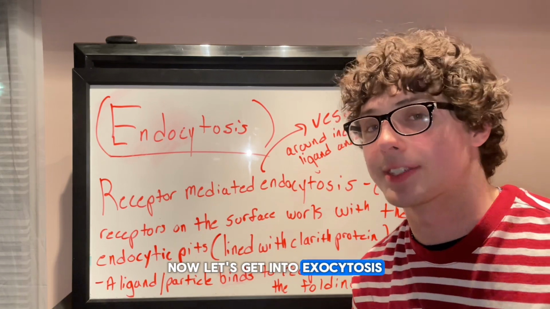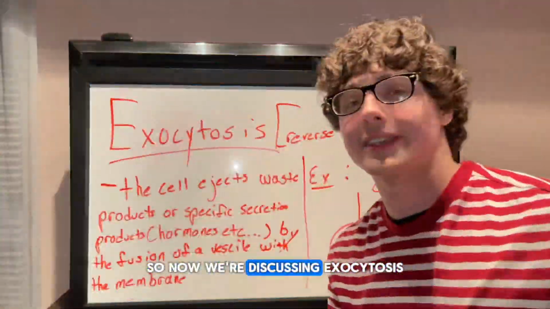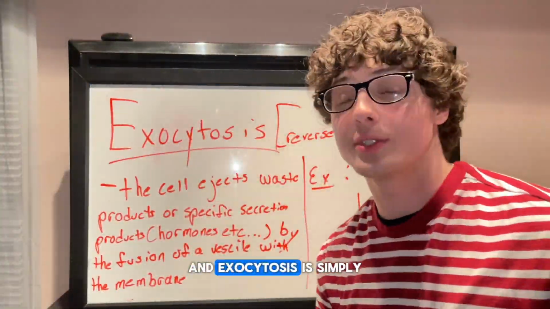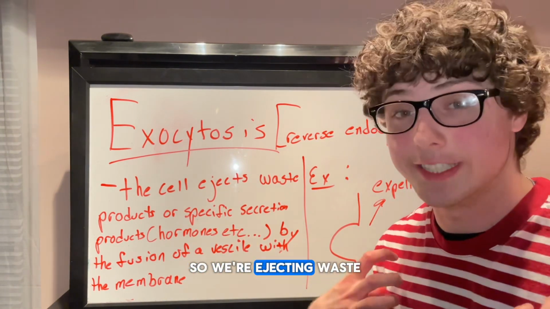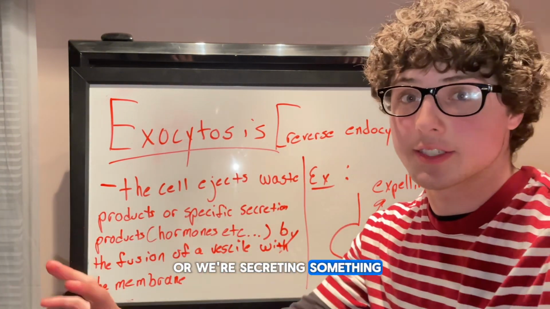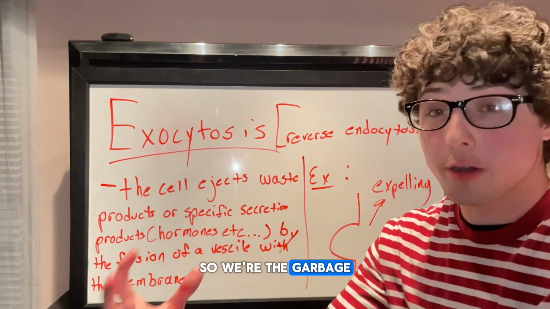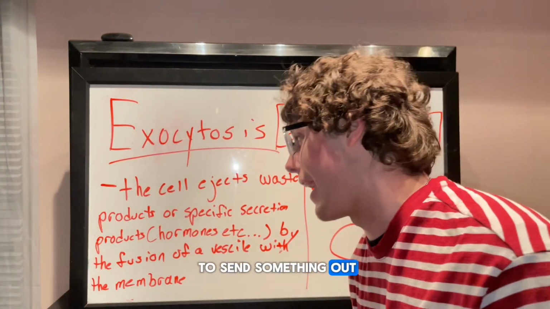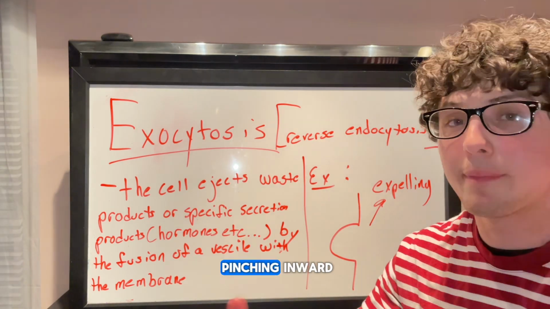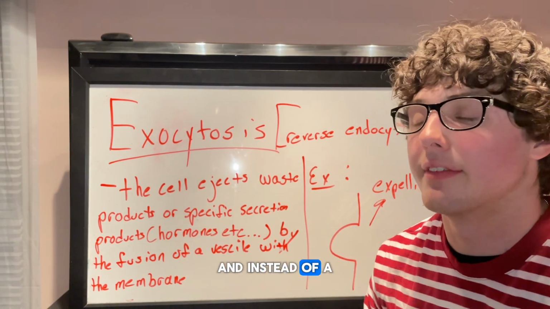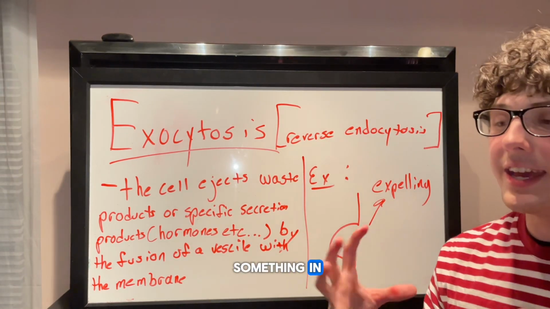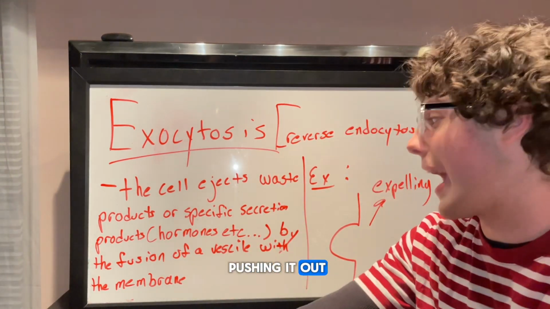Now let's get into exocytosis. Exocytosis is simply reverse endocytosis. So we're ejecting waste or we're secreting something. It's like garbage disposal, or we need to send something out. It's the same thing, except instead of pinching inward, we're almost forming a bubble outward. And instead of a vesicle or vacuole taking something in, it's surrounding something and pushing it out.